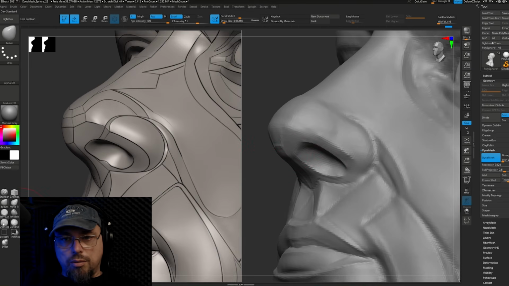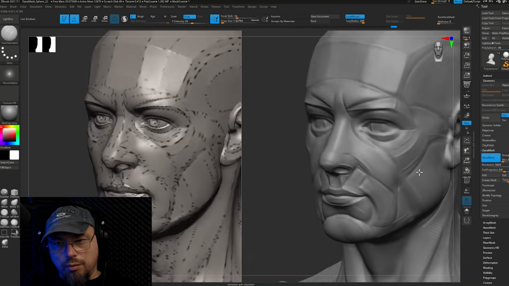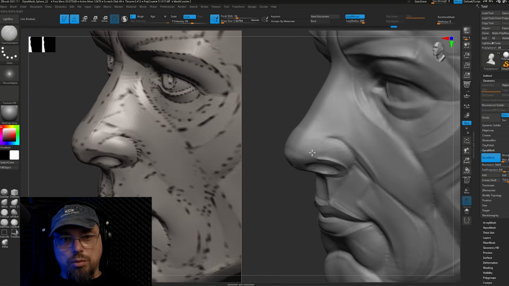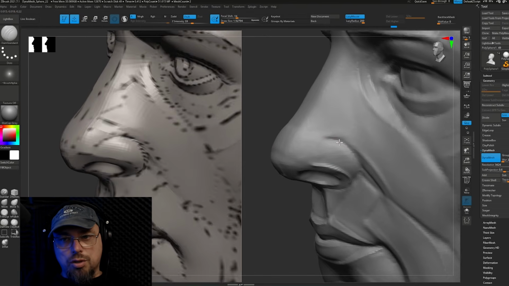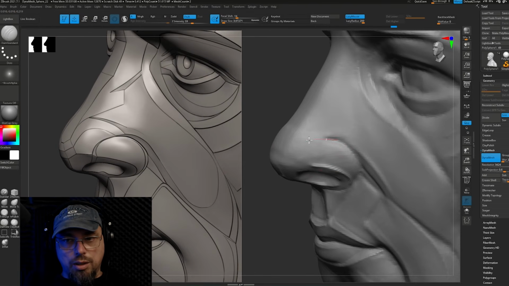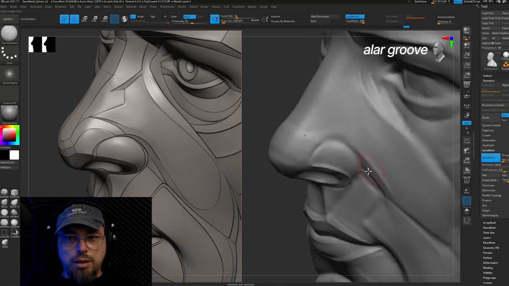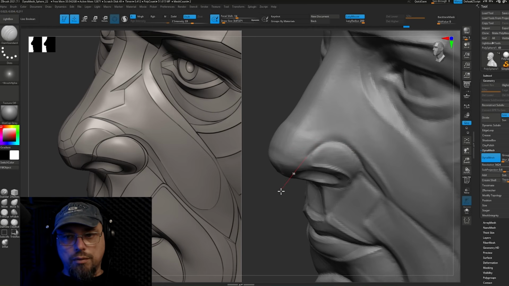Okay, let's rotate around and see. It looks good to me. And as you can see, the ala is separated here. In reality, of course, these separations have to be blurred, have to be softened, because in reality you have the sharp alar groove here, but then it kind of fades out. But we draw it all the way down, and then later on we will get rid of it. Dynamesh.